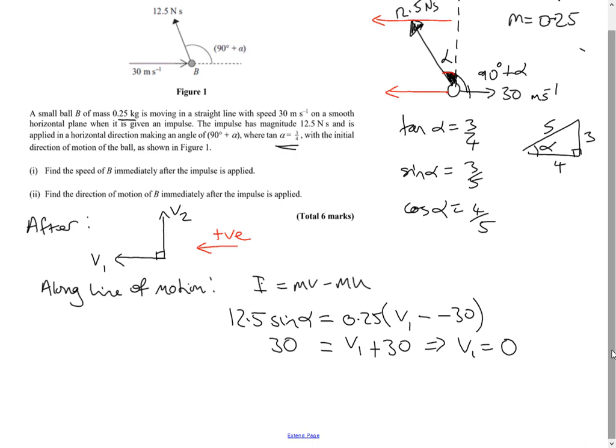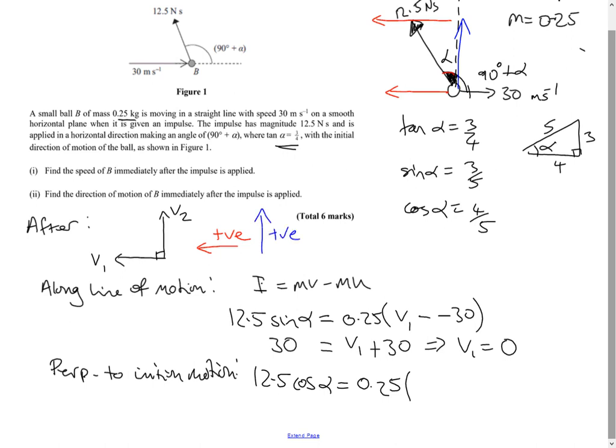Right, now we're going to resolve in the other direction, so we're going to resolve perpendicular to the initial motion. And we're going to do the same thing again with the impulse. So now I'm resolving this way. So that component is going to be 12.5 cos alpha. Same thing again, so the mass is 0.25. My final velocity here, well, I'm defining up as positive, so that's V2, and my initial velocity was 0, there was nothing in that direction. I can then rearrange that to find that V2 is 40.